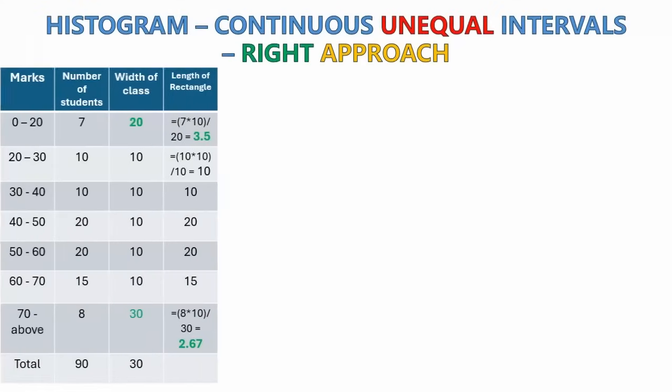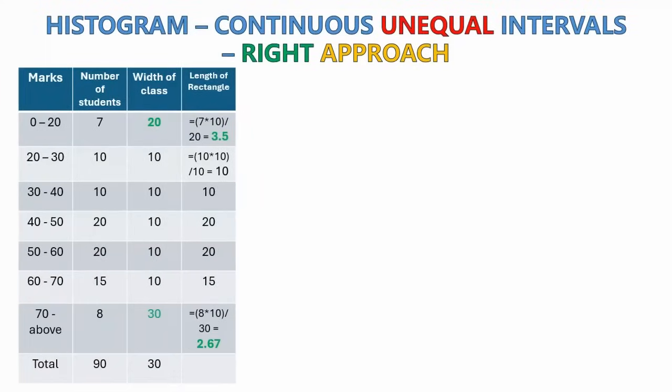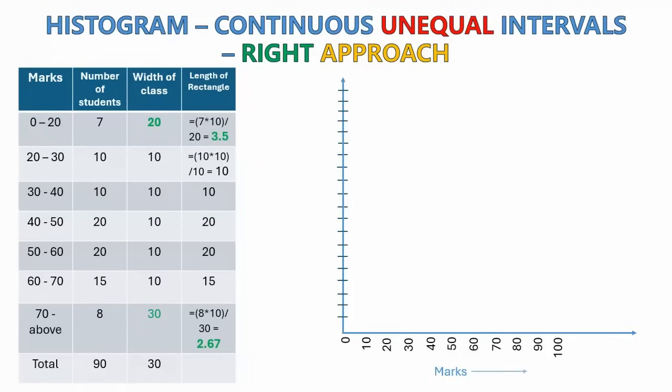When we have x-axis ranges that have different unit widths, we have to calculate two more columns in the table. One for the width of the range and another for the actual length of the bar to be plotted in the graph. We have to calculate actual length as the number of students multiplied by width per unit, divided by the width of the range. For example, for the first range, the actual length is the number of students, which is 7, multiplied by width per unit, which is 10, divided by the range width, which is 20. So 7 into 10 divided by 20, the actual length is 3.5.